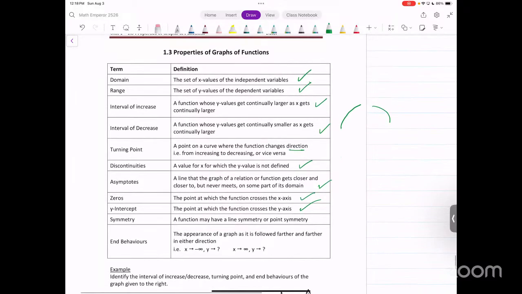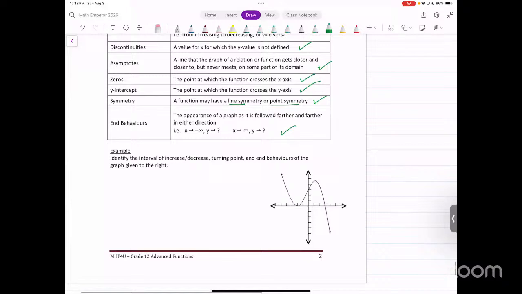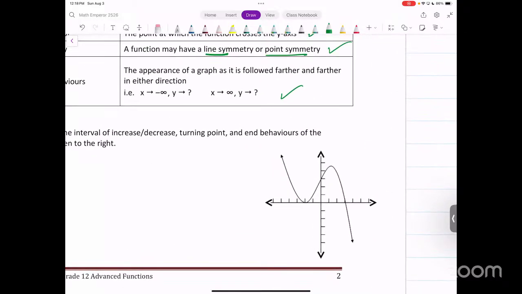Now, a function may have a line symmetry or point symmetry. We will talk about that. Last but not least, end behavior. So what we want to talk about here: identify the interval of decrease or increase, turning point, and end behavior of the graph below. So that is something we're going to do for practice.